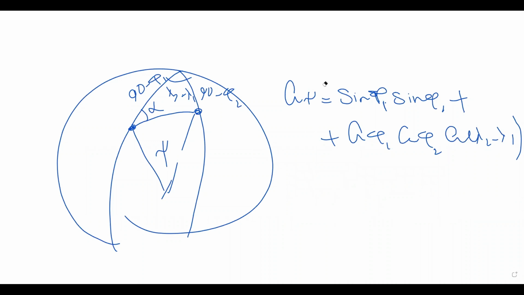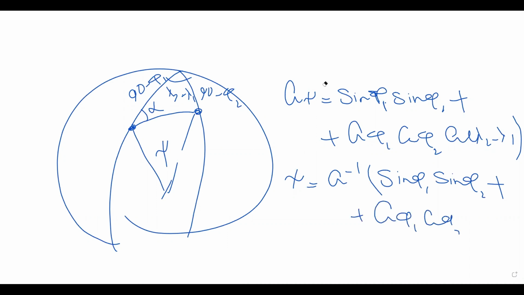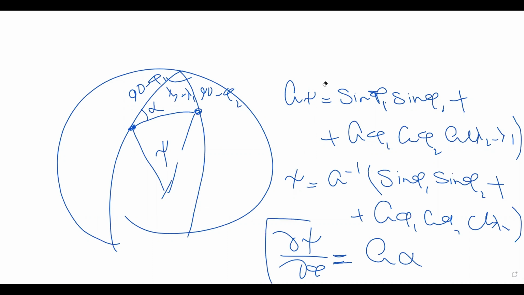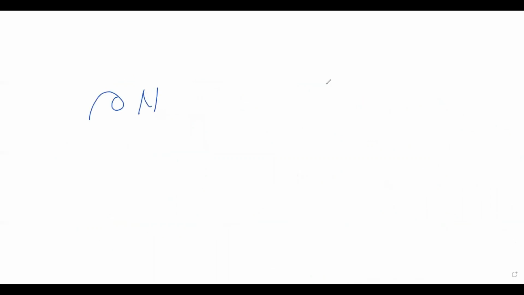Or simply, if I solve for psi, psi is the inverse cosine of sine phi 1 sine phi 2 plus cosine phi 1 cosine phi 2 cosine of lambda 2 minus lambda 1. Its derivative with respect to phi should give cosine alpha. So you can compute this term. Therefore, you can derive the derivative of N with respect to phi. But you have N along the track.